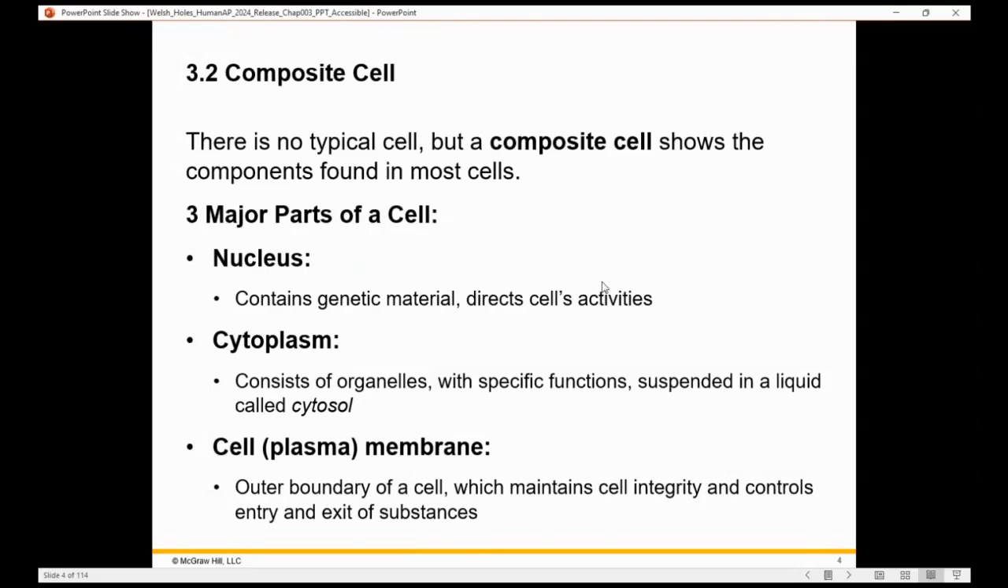So there are three major parts of a cell: the nucleus, that contains the genetic material. It directs the cell's activities. When we draw it, we usually show it as a sphere in the middle of the cell. The cytoplasm, that's kind of the liquid stuff, but actually what we call the liquid stuff has a lot of organelles in it. It's really packed. They're suspended in liquid. The liquid itself really is called the cytosol. And then all of this is surrounded by a cell or plasma membrane. It's the outer boundary of the cell. It maintains the cell integrity, controls the entry and exit of substances, and we'll talk a lot more about that.